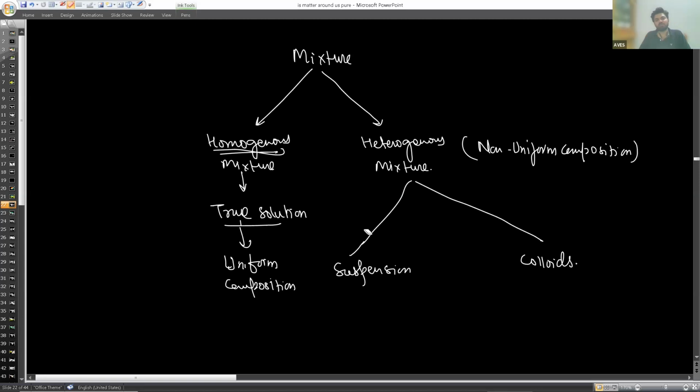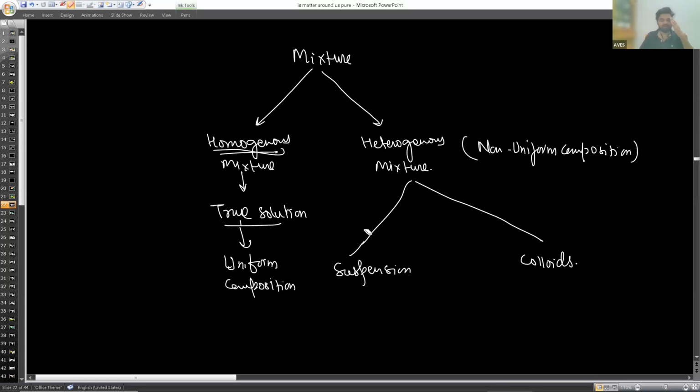And colloids are those samples that seem to be uniform, but they don't have uniform composition. For example, blood, or milk. There is something that colloids do not have, which true solutions have, and we're going to discuss this one. Okay. Got it?